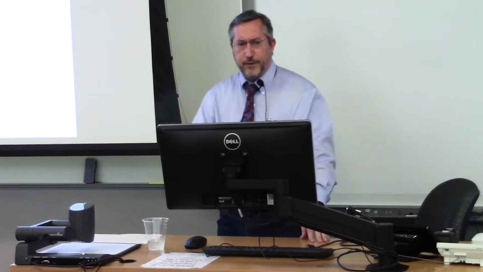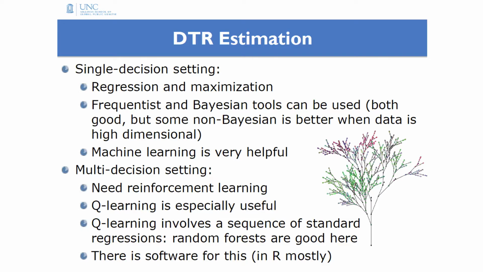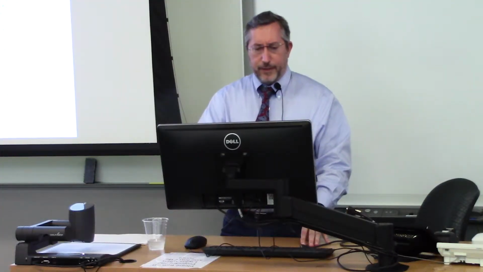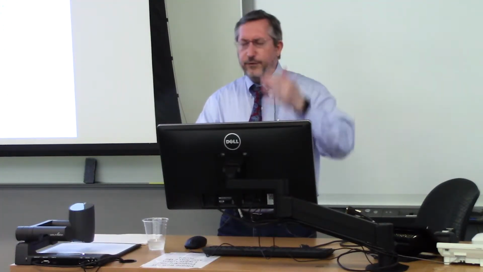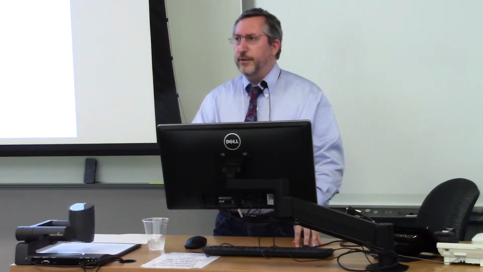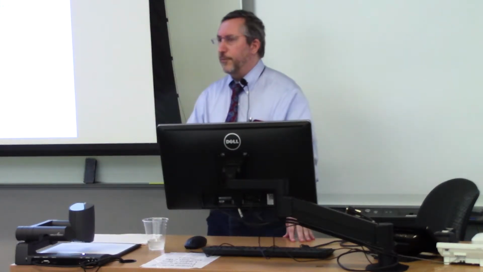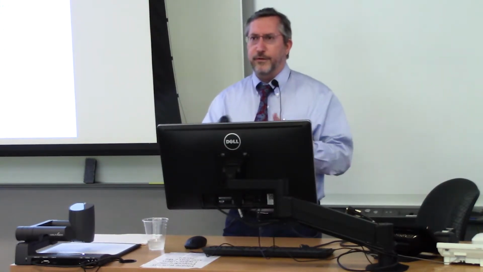Okay, so just a little bit on some of the DTR estimation settings. In the single decision setting, regression and maximization are valuable. Both frequentist and Bayesian tools can be used for this, especially Gaussian processes, which are very powerful, and Bayesian neural nets. These tools are very, very useful. Machine learning generally is very, very helpful. And I will say there is occasionally confusion as one works in machine learning, because the Bayesian-frequentist paradigm is not so dichotomized, and people go back and forth and do approximate Bayes, approximate frequentist, and everything in between.